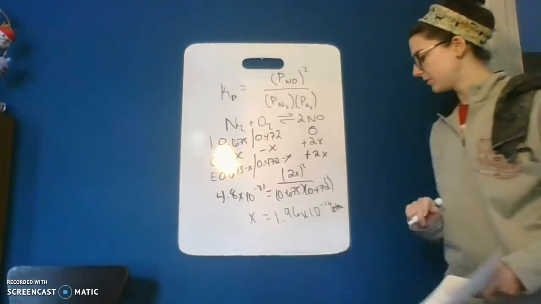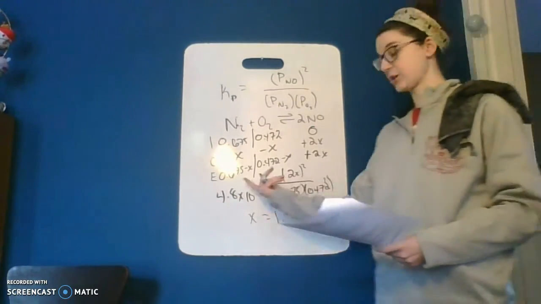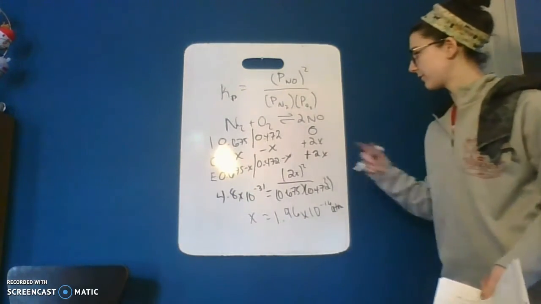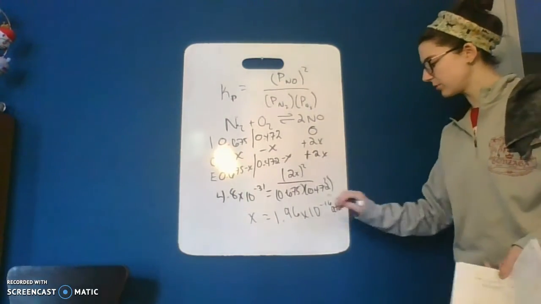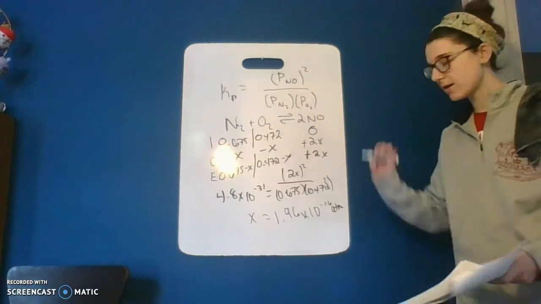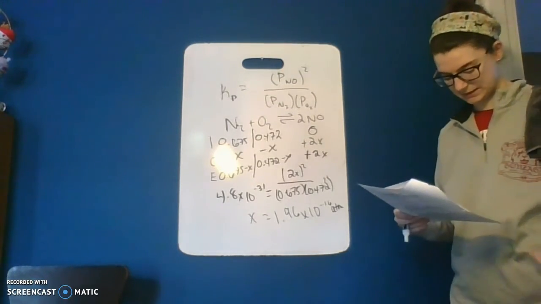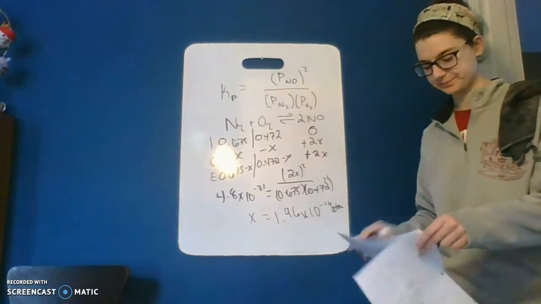For N2 and O2, for sig figs, the pressures are going to stay the same. They're not going to change much, basically. And for NO, I multiply x, 1.96 times 10 to the negative 16, by 2. And I get 3.91 times 10 to the negative 16.